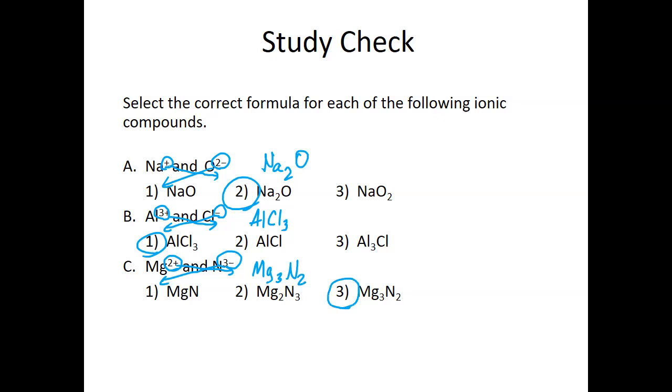Okay. Now, what do I do if the charges are the same? What if it's a +2 and a -2? We don't cross them. Crisscross only applies if the value of the charge, not the sign, but the value, is different. If they're the same, then it's going to match up perfectly 1 to 1.